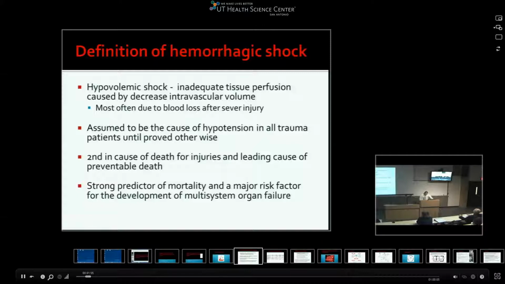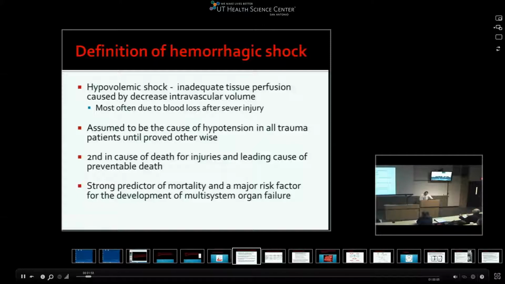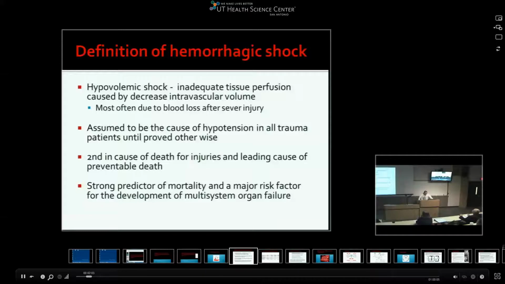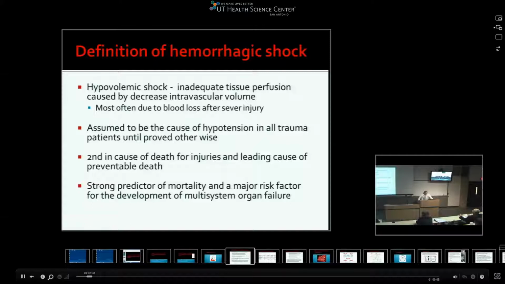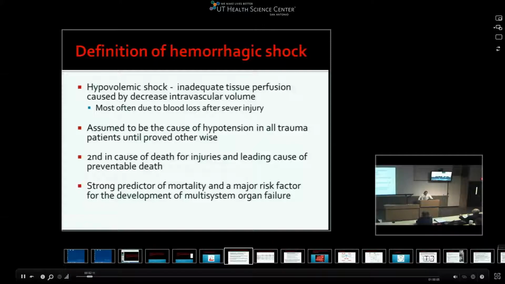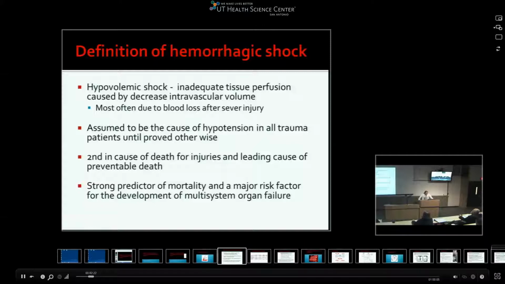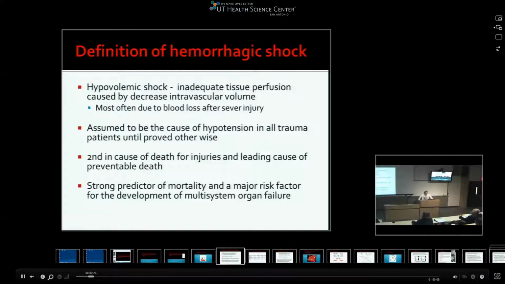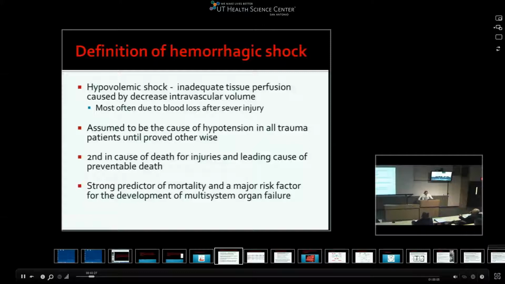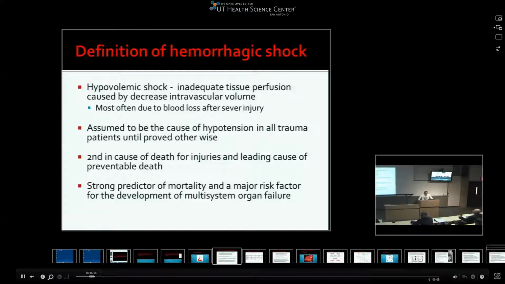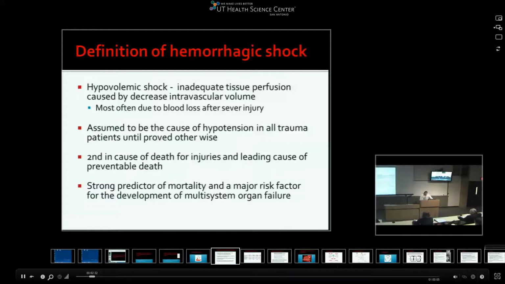Shock is defined as inability of the body to maintain adequate tissue and organ perfusion. Hypovolemic shock is inadequate tissue perfusion caused by decreased intravascular volume and most often is due to blood loss after severe injury. In trauma, we got taught that we should always assume that hemorrhagic shock is the cause of hypotension in all trauma patients. It is the second cause of death for injuries and leading cause of preventable death. And it is a strong predictor of mortality and a major risk factor for the development of multi-system organ failure.